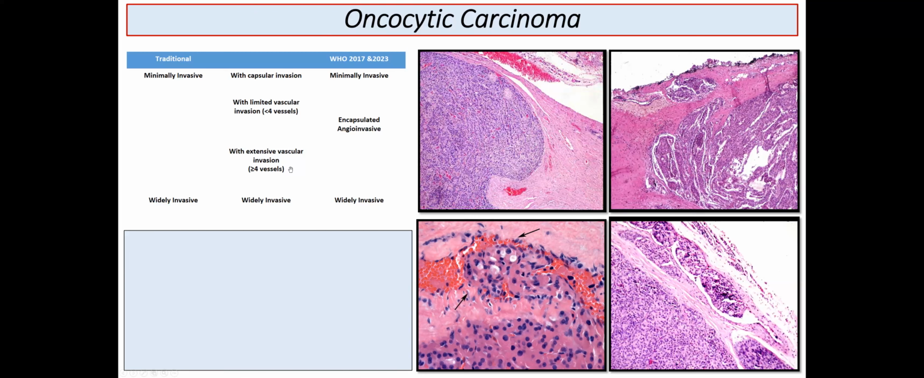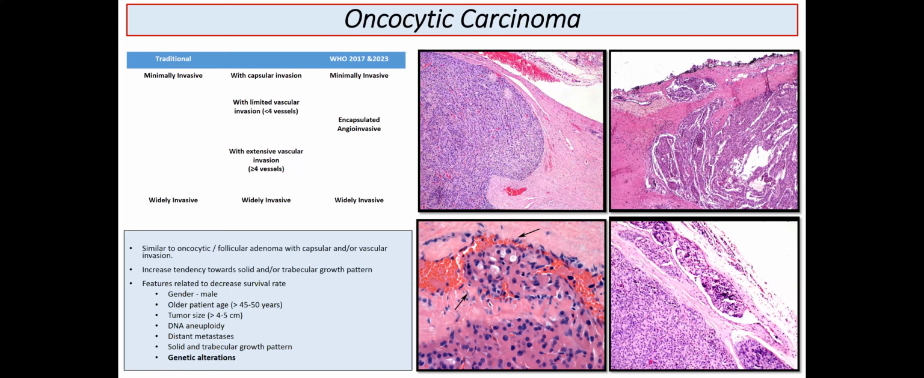You have to be careful that when you're counting these vessels, you're not counting them in the same spot in different slides, because that kind of defeats the purpose. Now, these are the same criteria that we apply for other follicular-derived or follicular pattern encapsulated lesions. These are the features here which have been shown to be associated with decreased survival rate in these tumors.